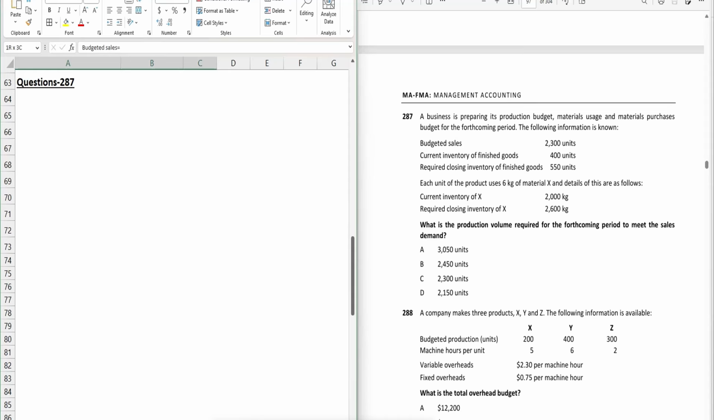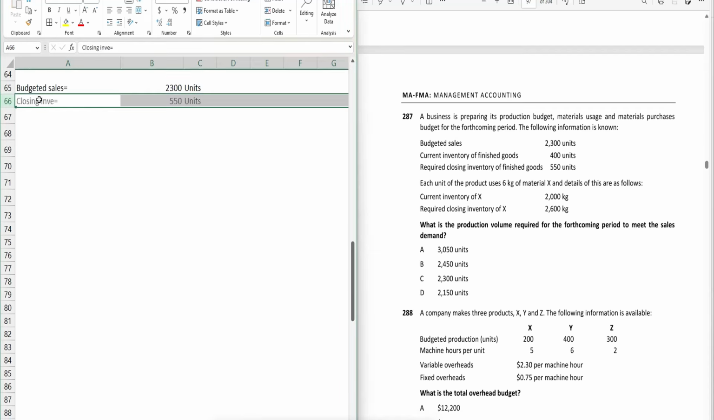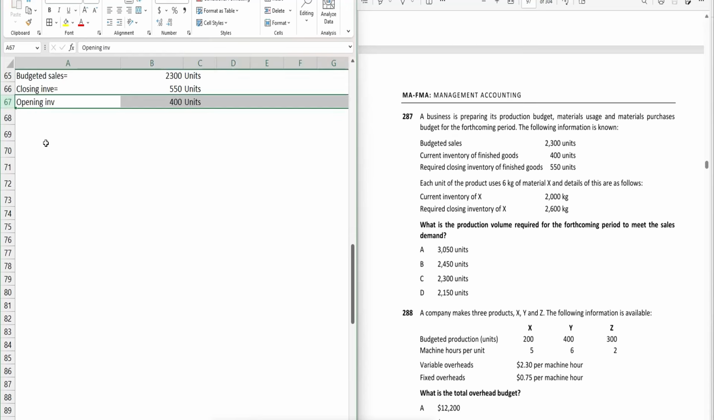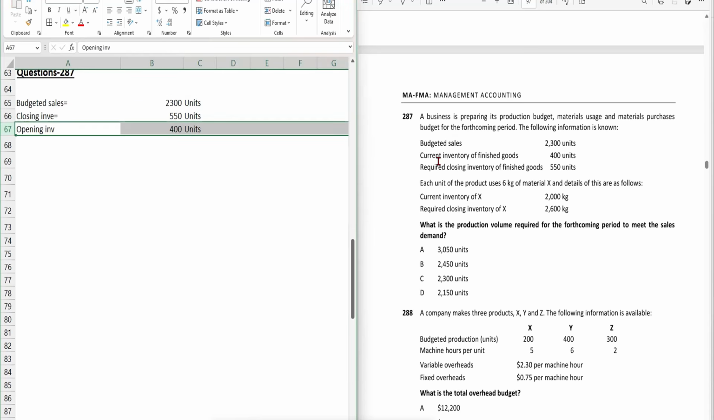They have provided the budgeted sales and also the closing inventory, and the amount is 550. They also gave the opening inventory, but not directly. The second sentence says current inventory of finished goods, meaning the closing inventory of the previous month or year, which is 400 units, and it will be the opening for the current period, right? Previously they had 400, now it will be 550.